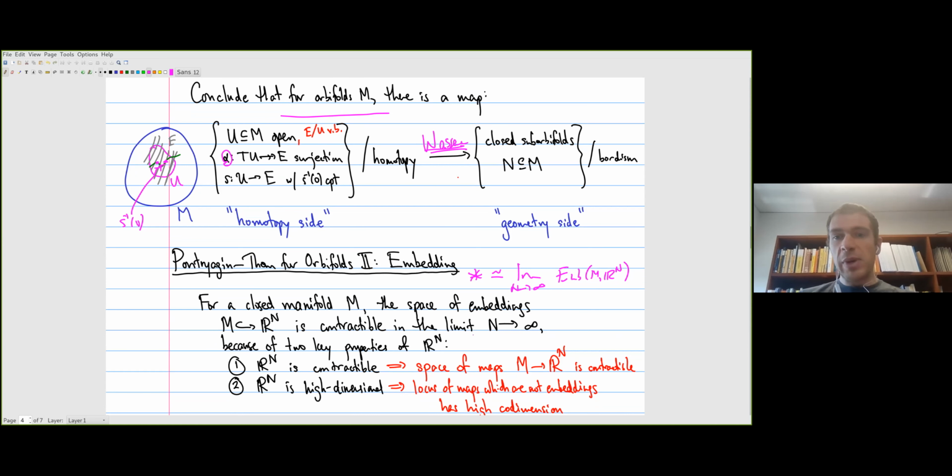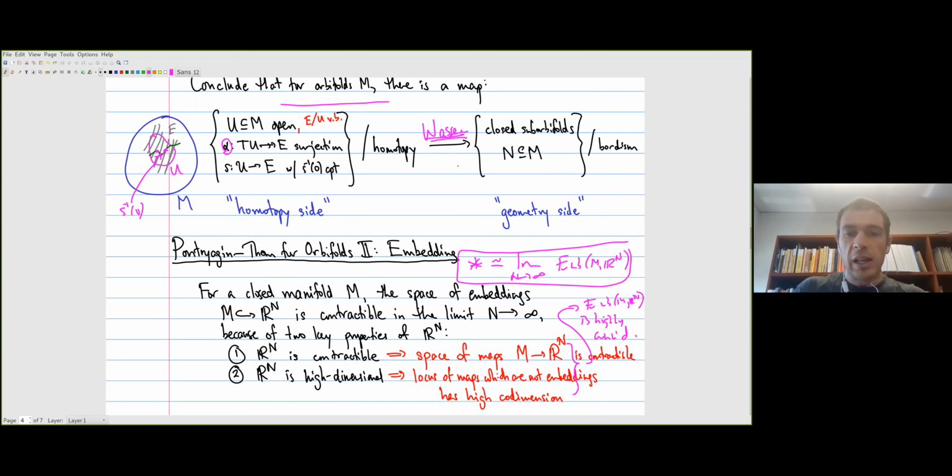So what that means is, taken together, these two things mean that the space of embeddings from M to Rn is highly connected. So that's even better than this statement, even stronger.